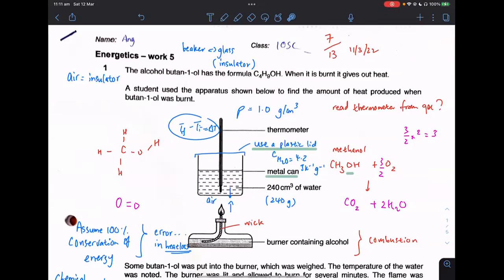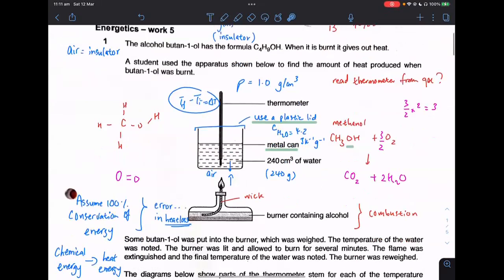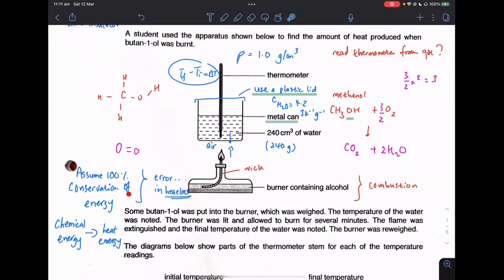Why do we use a lid? So that the heat doesn't escape to the outside. If the heat escapes, we don't get 100% conservation of energy. The more heat is lost here, the lesser is the conservation of energy, the less accurate is your result for your TF minus TI. The bigger the gap, there's more air in between. You're going to get more insulation. You're going to have less accurate transfer of energy into the water. That is the loss of energy from here.